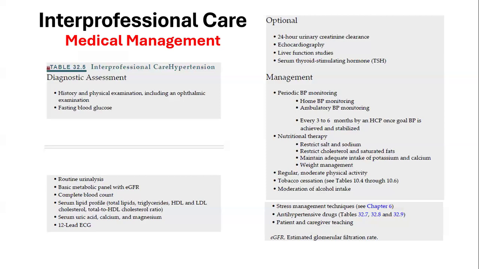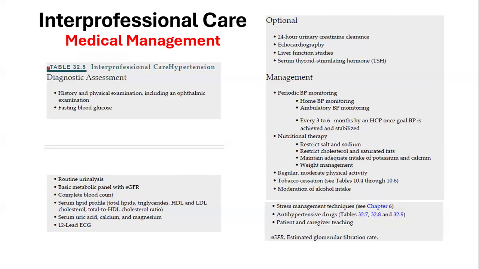And also the physician may take optional assessment like 24-hour urinary creatinine clearance, echocardiography if it's related to the cardiology, or maybe left ventricular hypertrophy, or CAD, or heart failure, and also liver function studies, and also serum thyroid stimulating hormone or TSH.